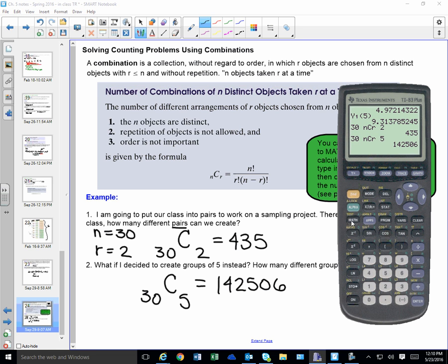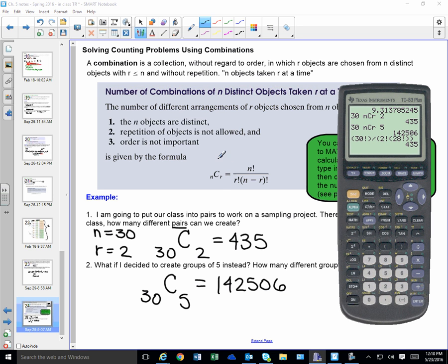So the NCR button is in math, PRB, that's also where the factorial is. If I wanted to do it the other way, I'll get the same answer. So here I'm going to do n factorial. My n here is 30. This takes a little longer to put in, I think, but you can do it either way. Then divided by r factorial, which is 2 factorial. And then n minus r. So n minus r would be 28, right? 30 minus 2. And there we go. We get 435 there.